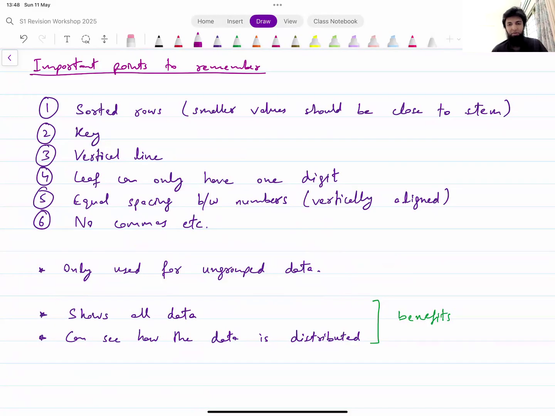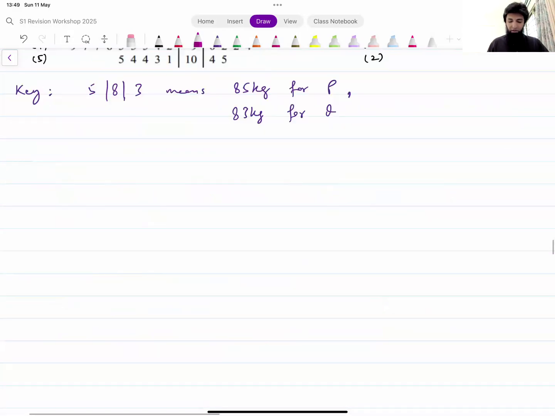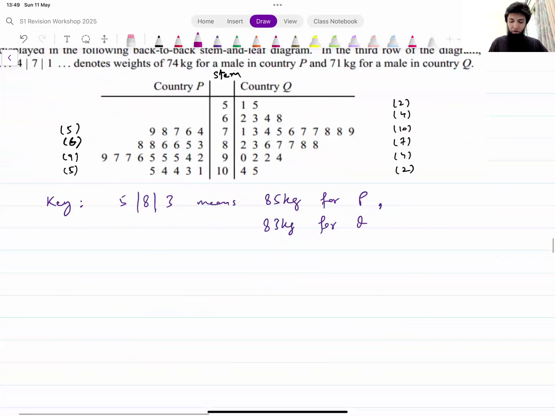They ask you what are the benefits of stem and leaf diagram. Just a simple 1 or 2 mark question like this. One benefit is that it shows all data. It shows all the data in the diagram, which other diagrams don't. So in case you wanted to go back to the original data, you can do that. From this, it shows you all the data that is there.